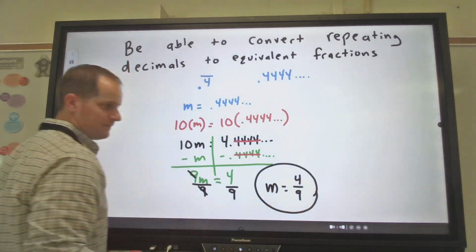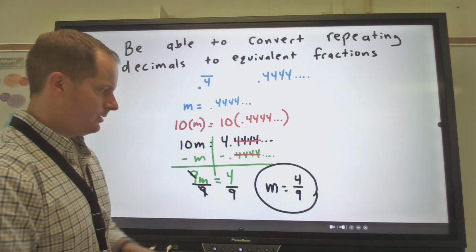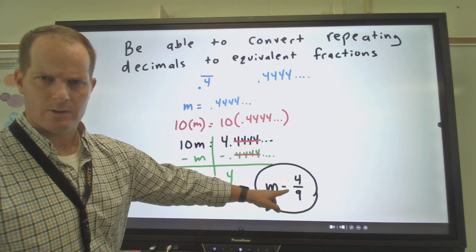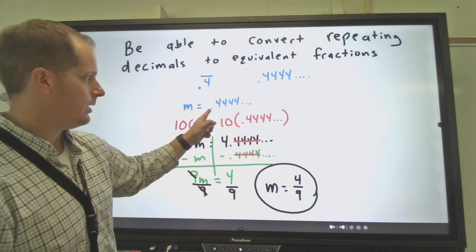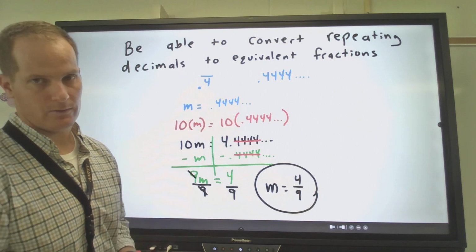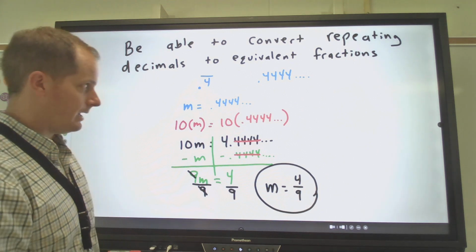If you can simplify further, or as some teachers say, reduce, you can do that as well. But what is m? m is 4/9. But what did we say m was originally? m originally was 0.444 repeating, or 0.4 with a line over it. So the equivalent amount is, in fact, 4/9.